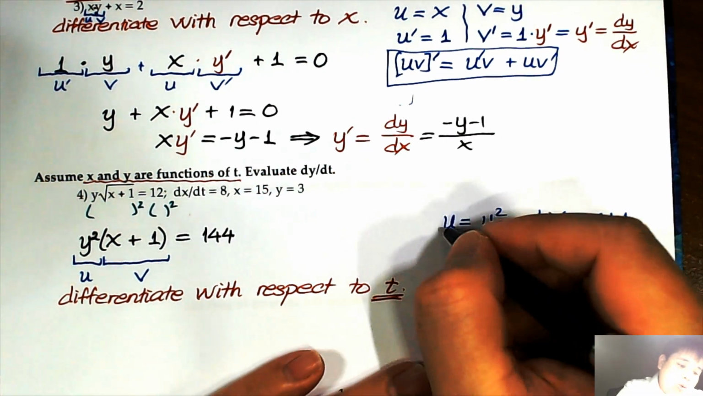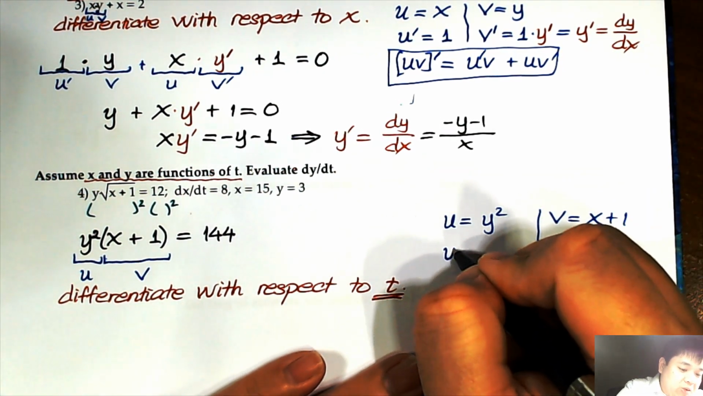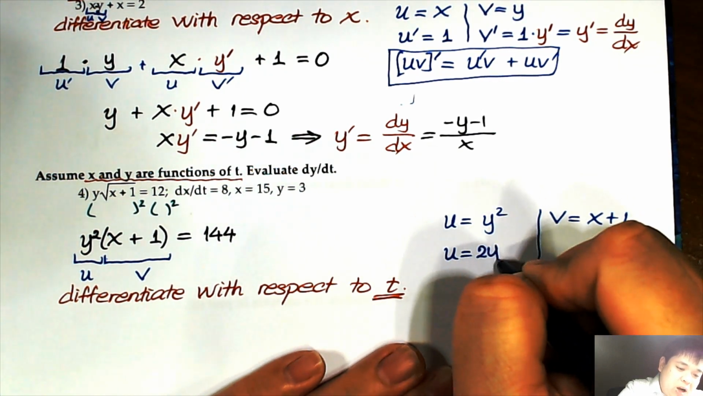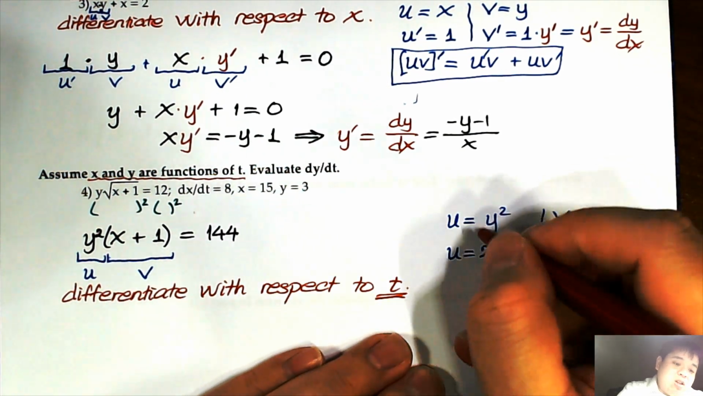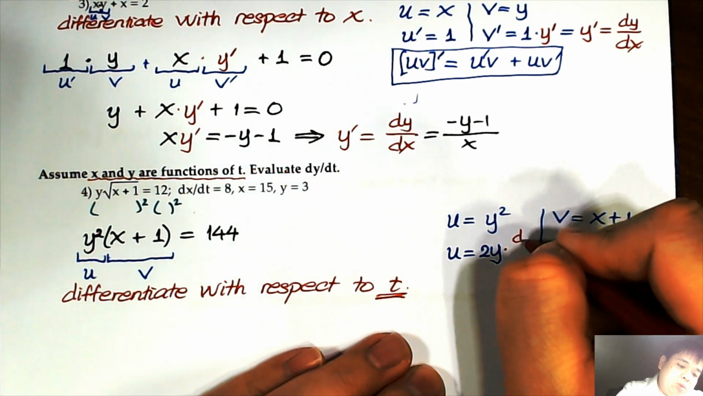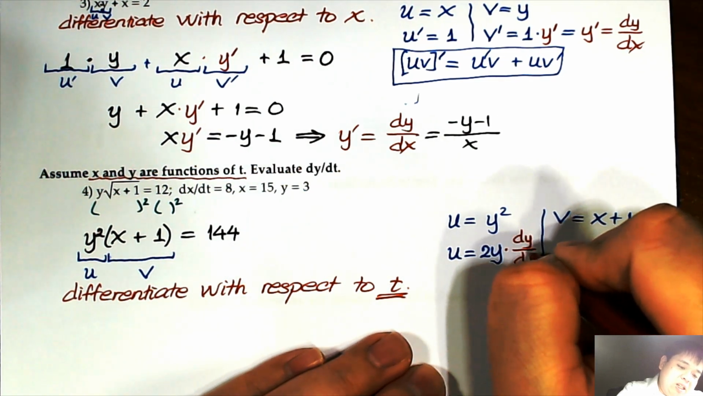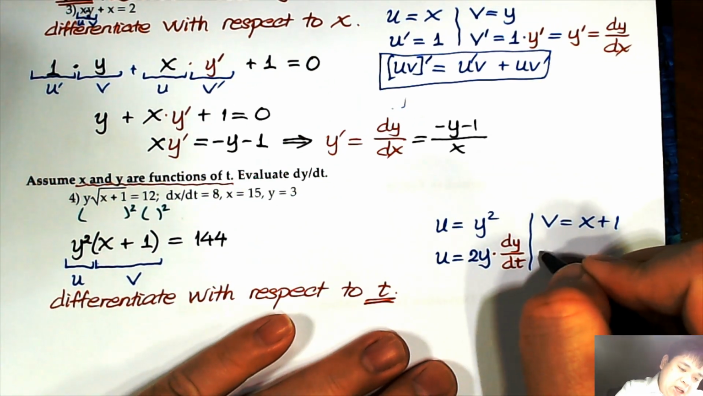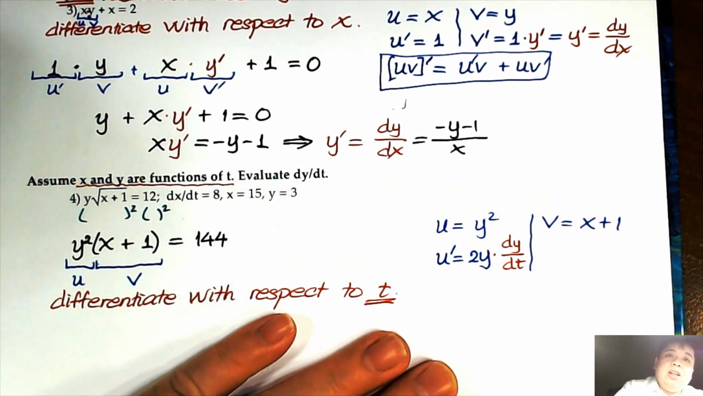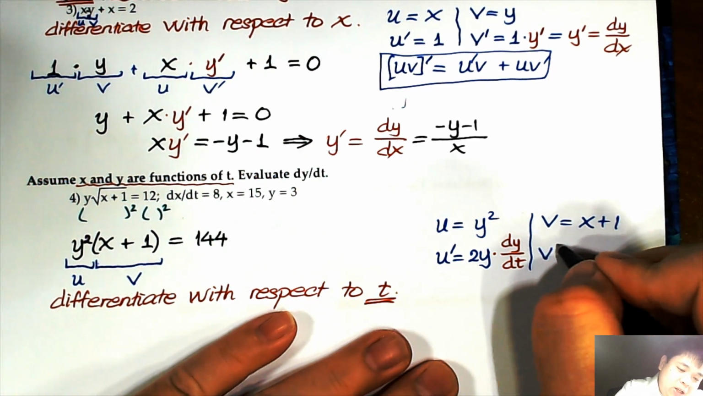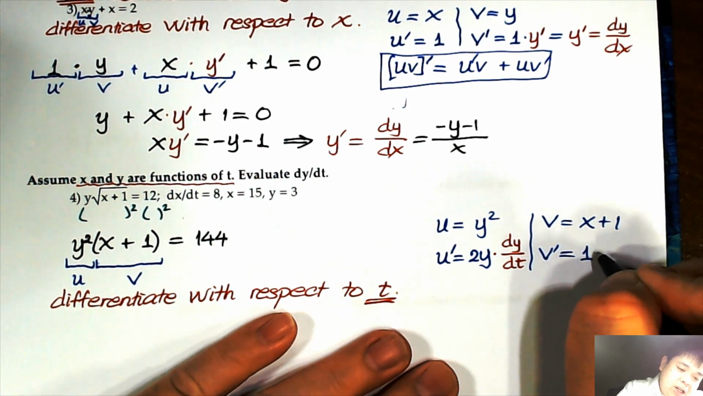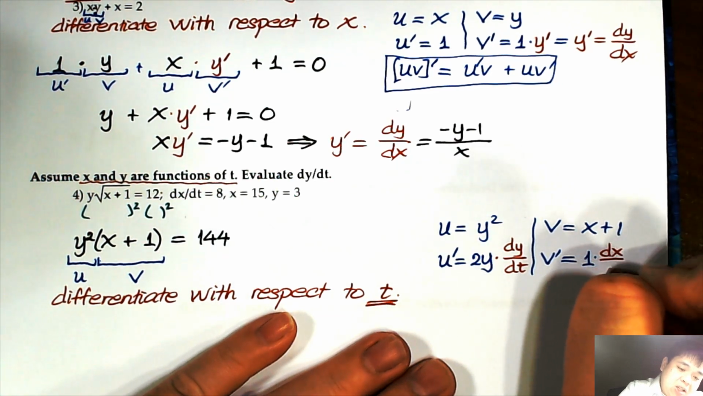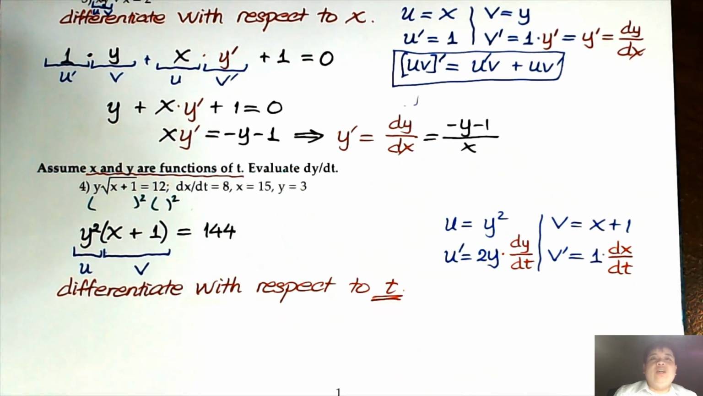Right. So derivative of y squared, derivative of anything squared is going to be 2 times that, so 2y. But since y is a function of t, we're going to have to put dy over dt next to it. That is u prime. Now v prime, derivative of x is just 1. However, we have to have dx over dt because x is also a function of t. So that's what we have.